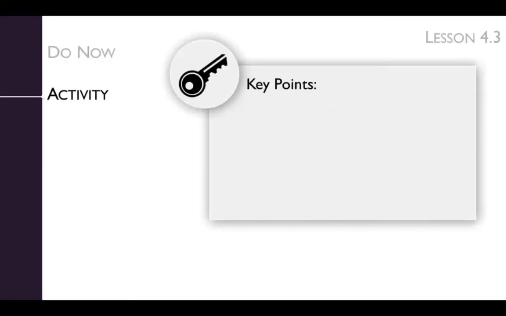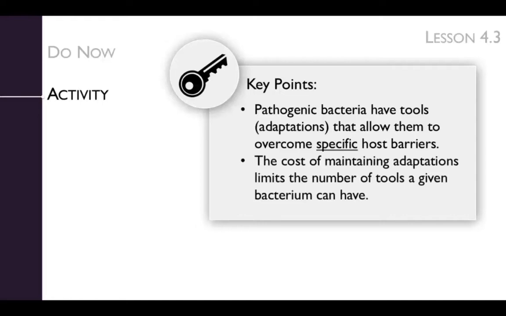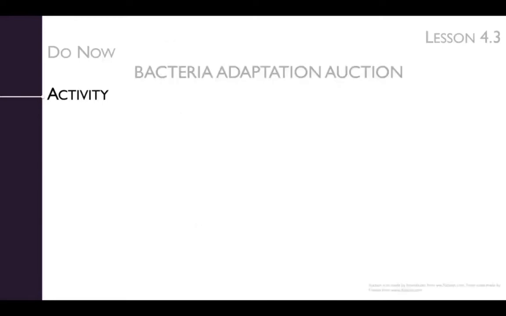The key points of the activity are that pathogenic bacteria have adaptations that allow them to overcome specific host barriers. The cost of maintaining adaptations limits the number of tools a given bacterium can have. We'll get there with the bacteria adaptation auction.